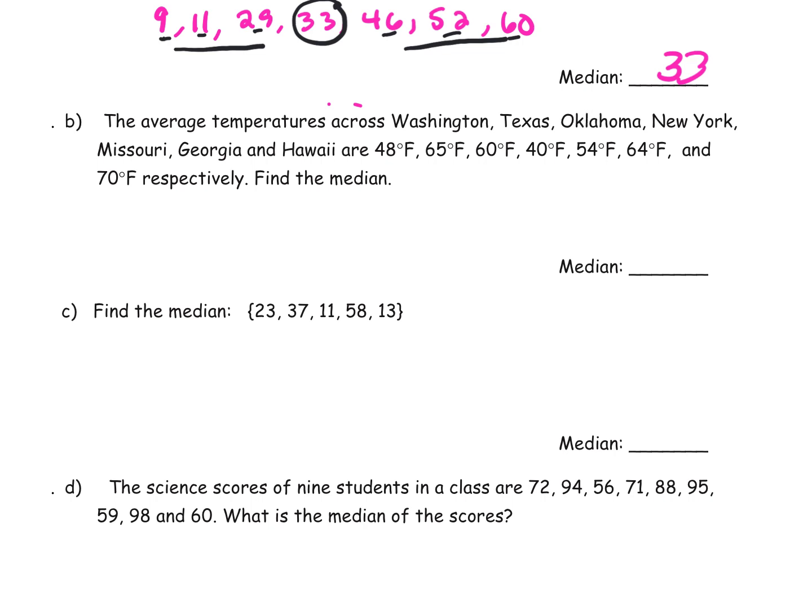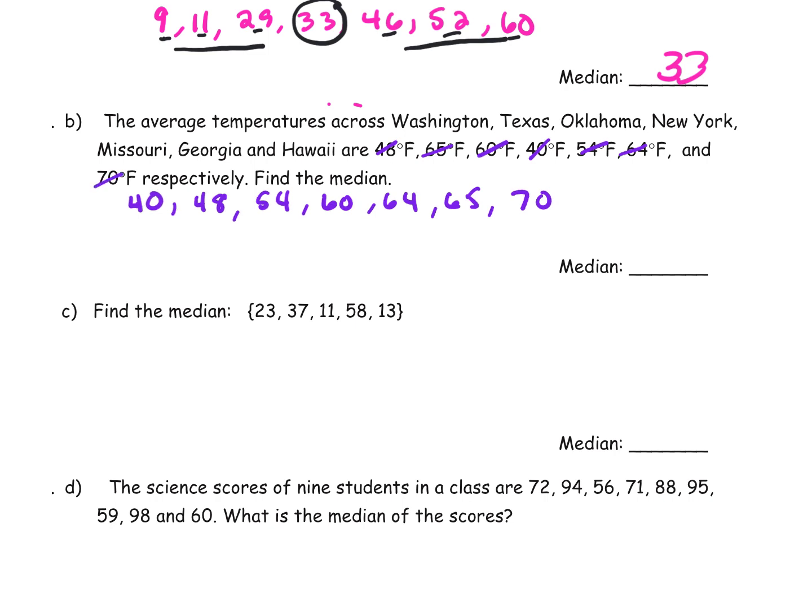In order to find the median, we're going to have to put these numbers in order from least to greatest. I'm going to start with 40 degrees, and then 48 degrees comes next, then 54 degrees. Again, it's a great idea to cross them off as you order them. Then 60 degrees, 64 degrees, 65 degrees, and finally 70 degrees.